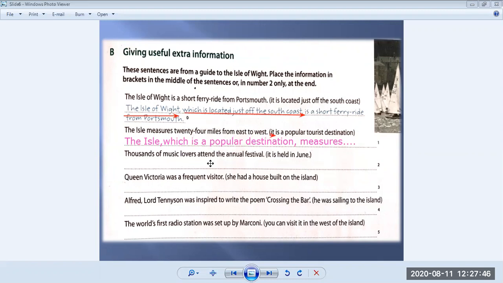Thousands of music lovers attend the annual festival. It is held in June. So what are we talking about? We're talking about the festival. That means we're going to define the festival. But here we talked about that object. That's why we use the. So here we're going to use it as: thousands of music lovers.